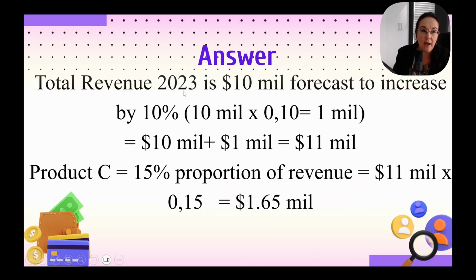So firstly, I will take the 10 million total revenue of 2023 and work out 10% on top of that to get 2024's total revenue. So we'll take 10 million times 10%, which gives me 1 million. And then I'll take the original 10 million of 2023, add the 1 million increase for 2024, and that gives me a total revenue for 2024 of 11 million.